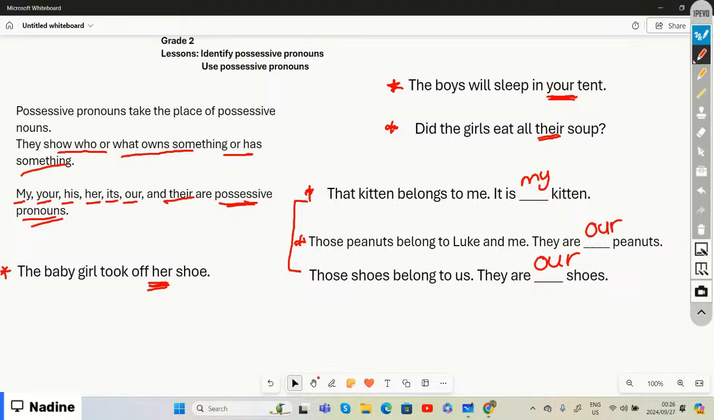And remember, a possessive pronoun takes the place of a possessive noun. It means that you own something or you have something or something belongs to you. And once again, our possessive pronouns are my, your, his, her, its, our, and their. That is our possessive pronouns.